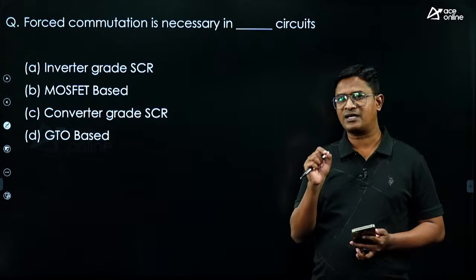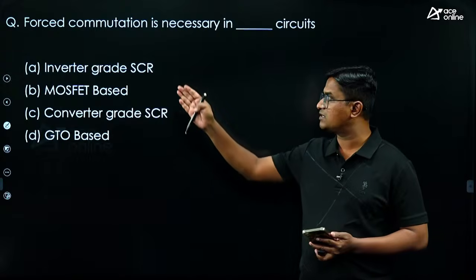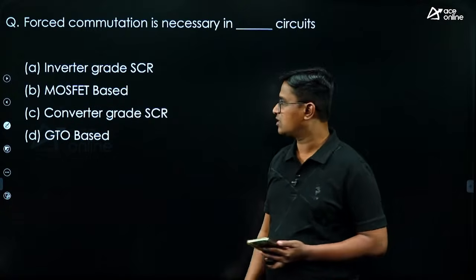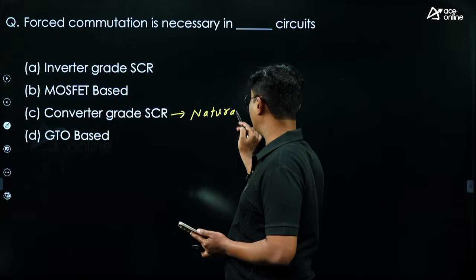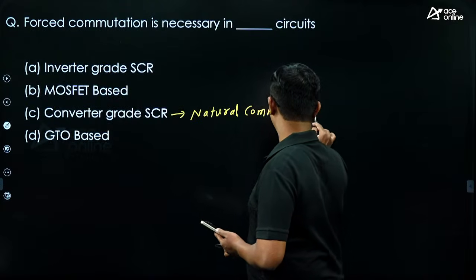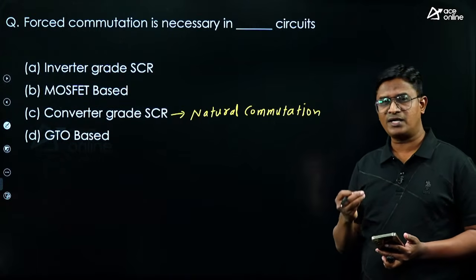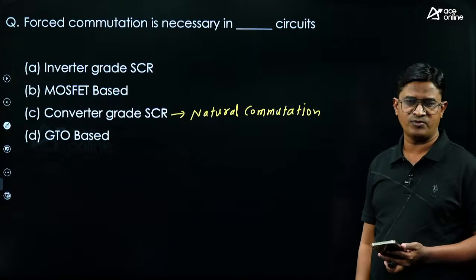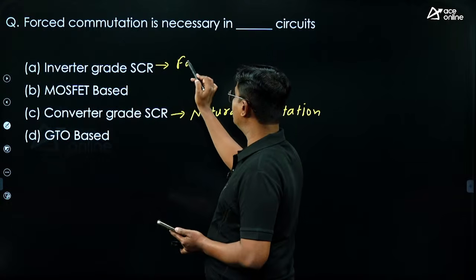Now tell me, in a rectifier circuit the input is AC. If input is AC, to turn off the SCR, do we require forced commutation? No, right? There natural commutation is used. So for converter grade SCR, natural commutation is used, and forced is not required here. But in inverter grade SCRs, in an inverter circuit, the input is DC. If input is DC, to turn off the SCR we require additional circuitry known as commutation circuitry. So here the commutation circuit is required, means we need to go for forced commutation.